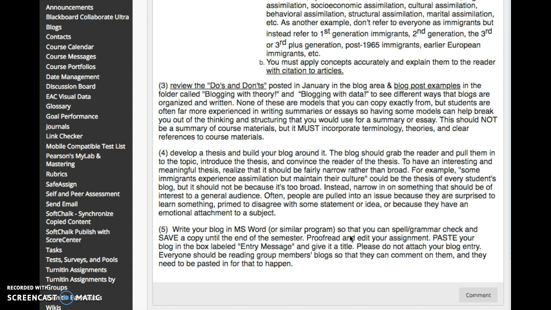Not something vague like some immigrants experience assimilation but maintain their culture. That's too broad, okay? Your thesis is based on those figures that you choose out of the Urban Institute report. So it really should be something more specific. Now, I don't want to give any examples because I don't want to see people just writing the thesis of the examples that I give.